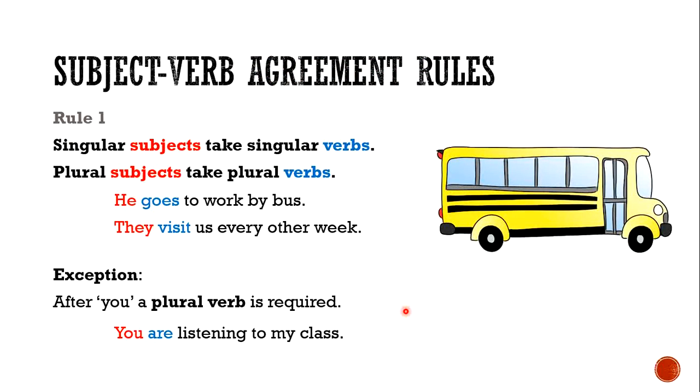Well, the first rule says that singular subjects take singular verbs and plural subjects take plural verbs. We have already discussed this. This is the basic rule of subject-verb agreement. Let us look at a few more examples.